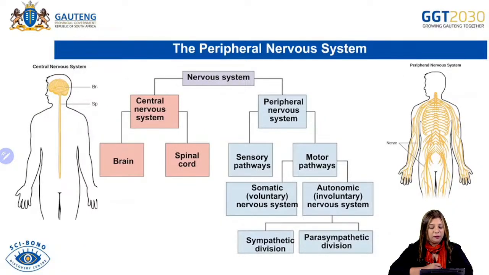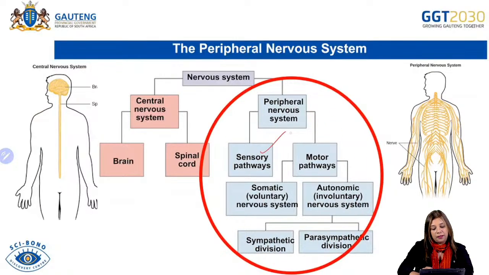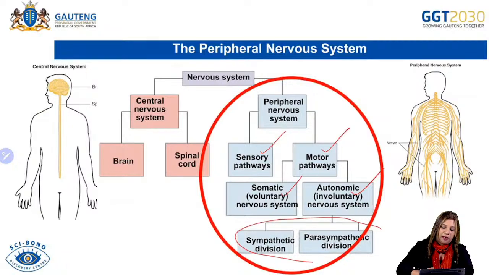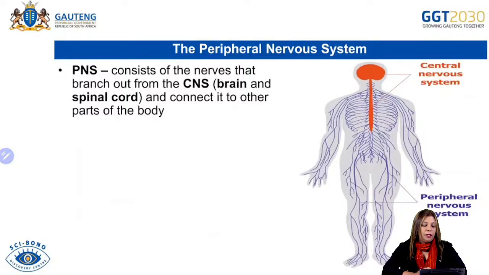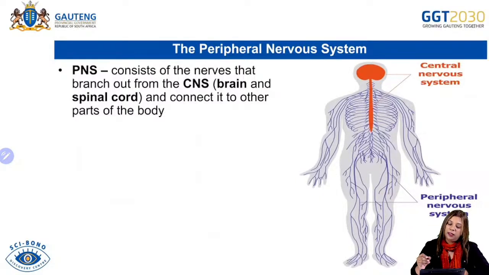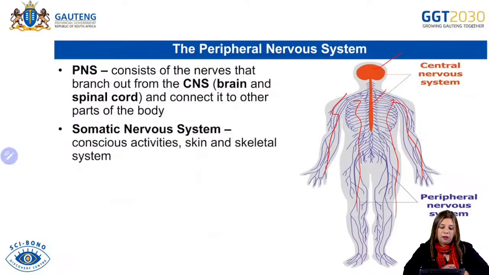If you look at the peripheral nervous system, I've touched on this already: the sensory pathways, the motor pathways, the voluntary functions and the involuntary functions. But now we're going to talk about the sympathetic and the parasympathetic divisions in much more detail. So if you look at this diagram, this is the CNS, the brain and the spinal cord. Everything else here that is connected from the brain, that's your peripheral nervous system, okay?